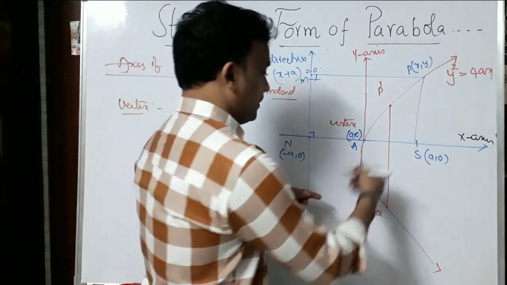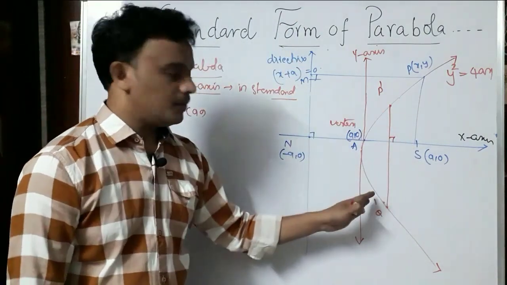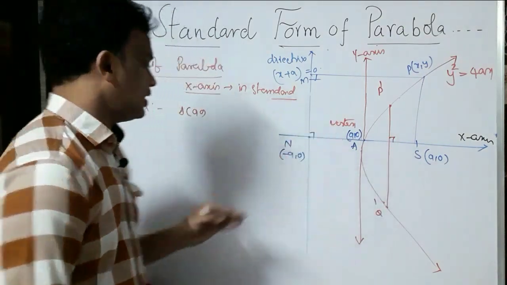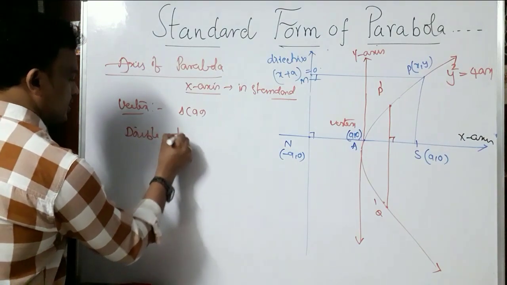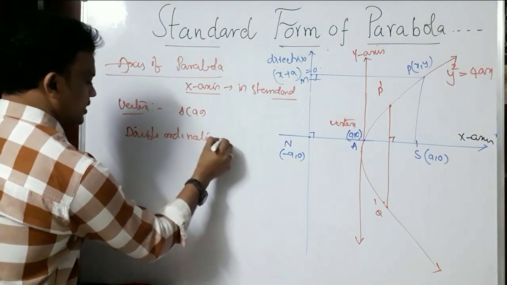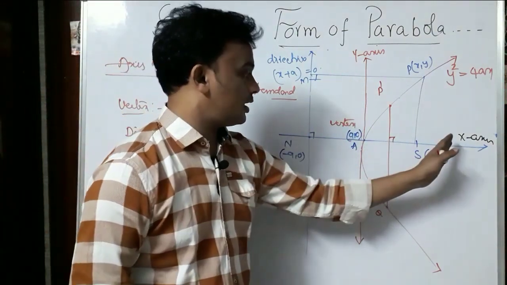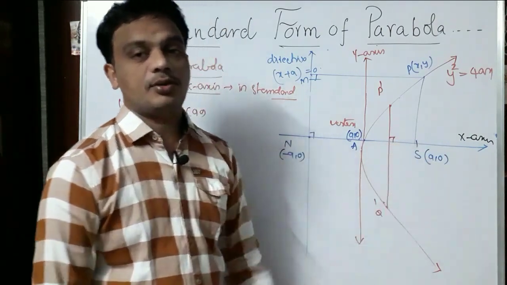Particularly, if this PQ is perpendicular to the axis of the parabola, it is called a double ordinate. What is it called? Double ordinate. Any chord which is perpendicular to the axis of the parabola is called a double ordinate.